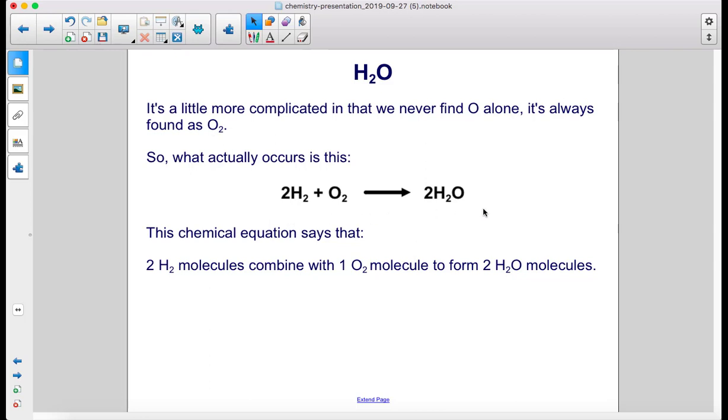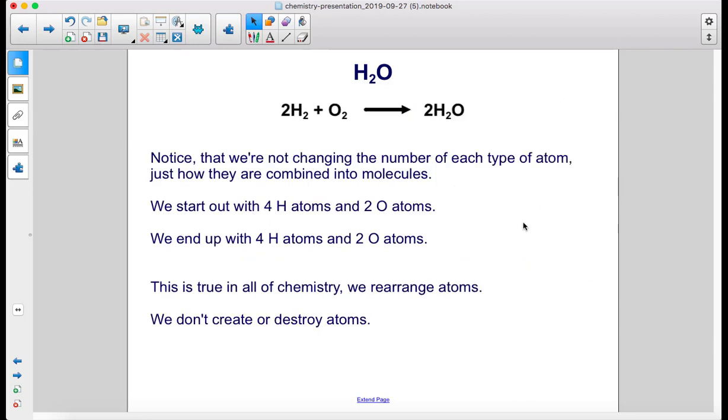This chemical equation says that 2 H2 molecules combine with 1 O2 molecule to form 2 H2O molecules. Notice that we're not changing the number of each type of atom, just how they are combined into molecules. We start out with 4 H atoms and 2 O atoms. We end up with 4 H atoms and 2 O atoms. This is true in all of chemistry. We rearrange atoms. We don't create or destroy atoms.